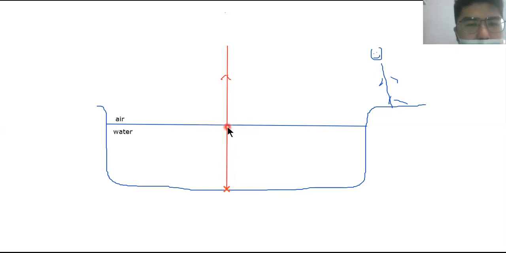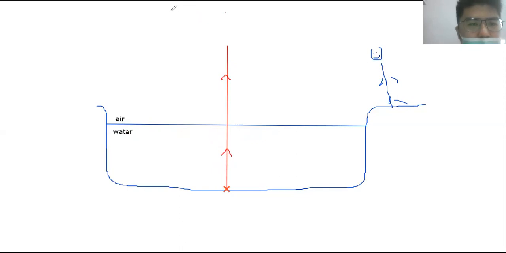So what happens? Is there any change in speed? Yes. Is there any change in direction? No. So there is a change in speed. Does the speed speed up or slow down? Because there's two mediums, it enters from water to A. There's a change in medium, so there is a change in speed. So light speeds up here.